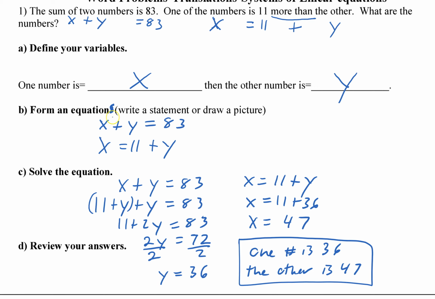So it's the same four steps on every single problem that we're going to do. You define your variables. We call one x, the other one y. By defining them, we're saying that x is one of the numbers and y is the other number. Then we substitute them back in to form two equations. How do we know we'll have two equations? Because we have two variables. Then we use substitution or elimination to find our answers, and then review those answers to make sure they are correct.